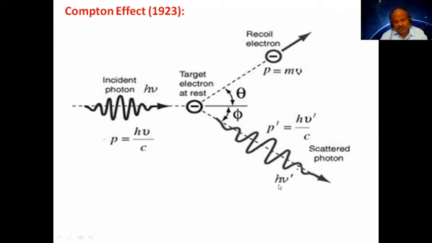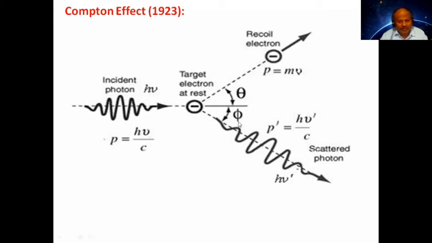Its energy is equal to h mu dash. So let a photon of energy h mu collide with the electron at rest, mass m0. Then after collision, the scattered photon will have the energy h mu dash. Here this theta is nothing but the angle of the ejected electron, or we can say recoil electron, and this symbol phi is nothing but the angle of the scattered photon.